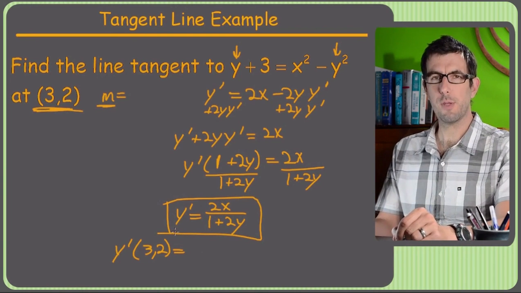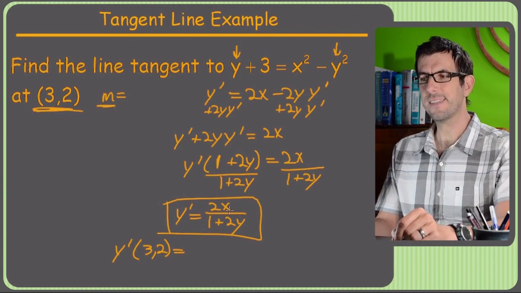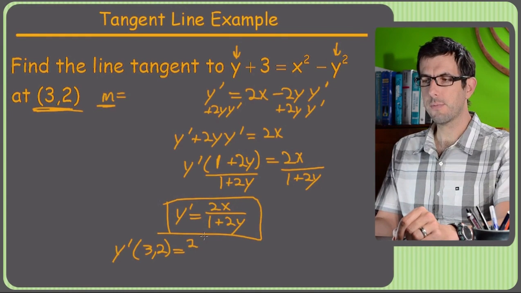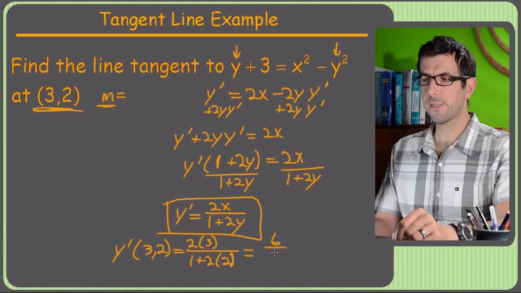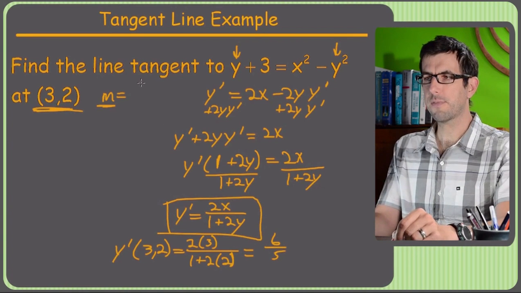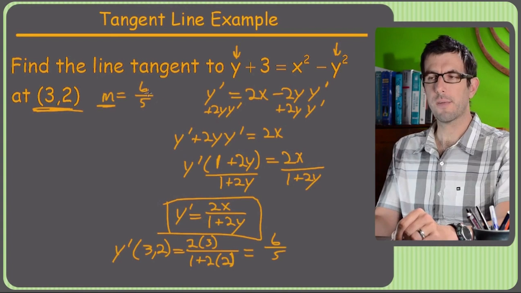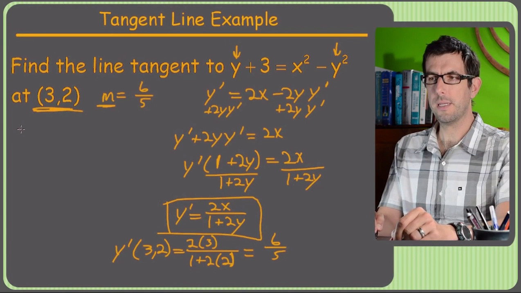So it's kind of wacky that when you plug into something like this, you've actually got x's and y's to plug in. So just be really careful. It's 2 times x, which is 3, over 1 plus 2 times y, which is 2. So it's kind of cool that we're plugging in 2 different letters at the same time. So that's just 6 over 5. All right, so my slope is 6/5. No need to convert that to anything. Point slope form will be done.